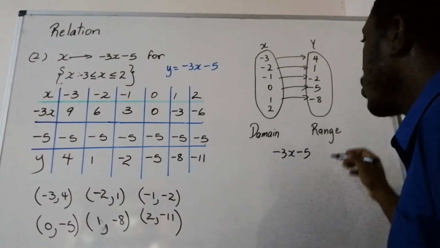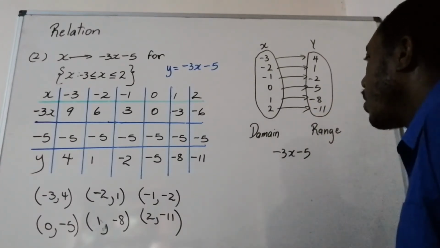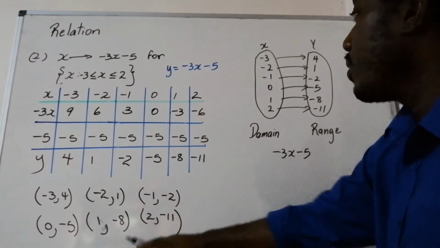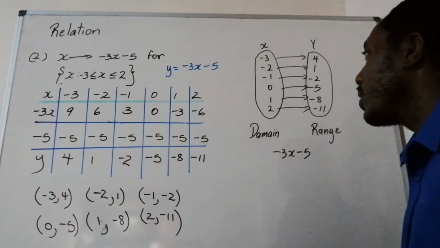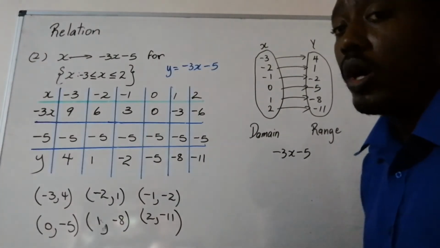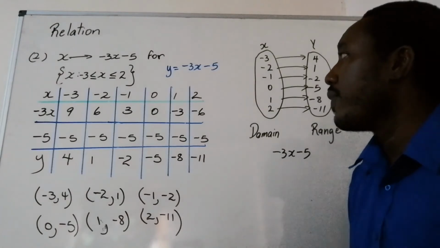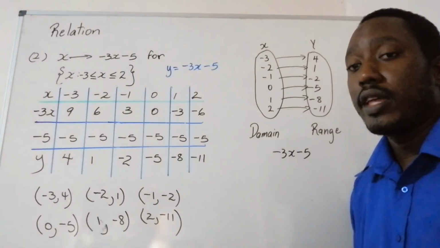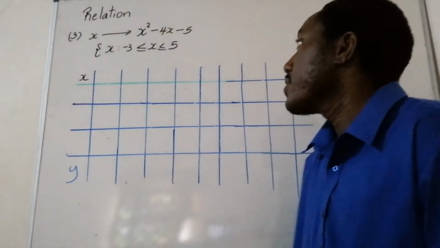And when x is 2, we have minus 11. So we have our mapping diagram. So we have our ordered pairs, we have our rules, we have the table how we got our ordered pairs, and we have our mapping diagram. We will do one more example of finding the mapping diagram, and we will do a special one when we have a quadratic expression. Now let's look at this relation.